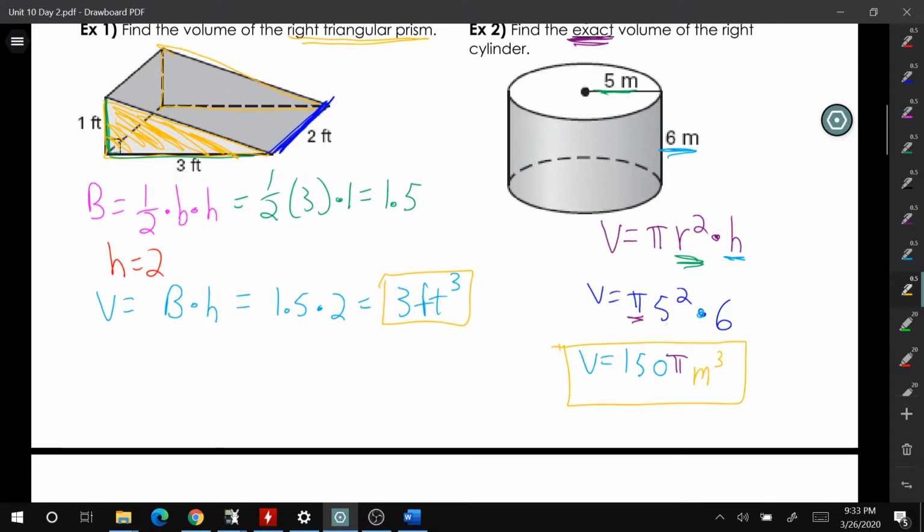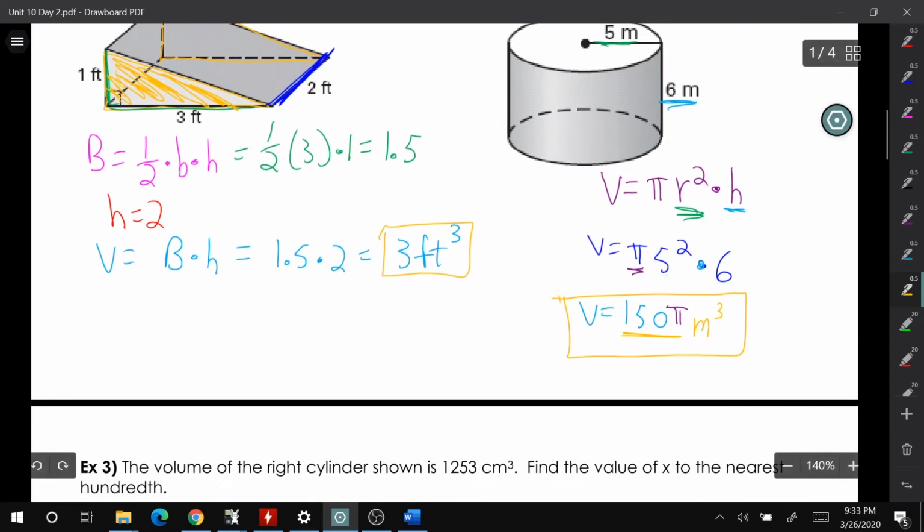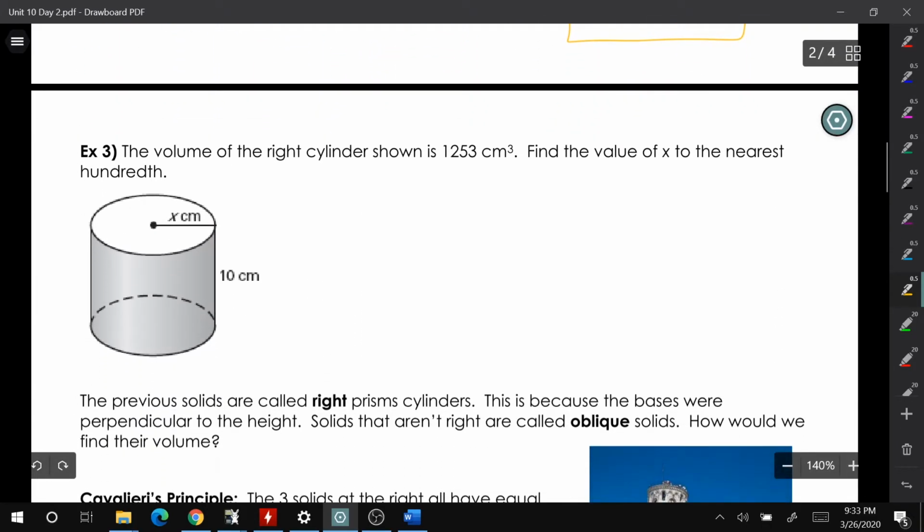So just remember to read exactly what the question is asking. If it said round up here, then I would have typed this into the calculator to get a decimal approximation. Alright, on to the next page.